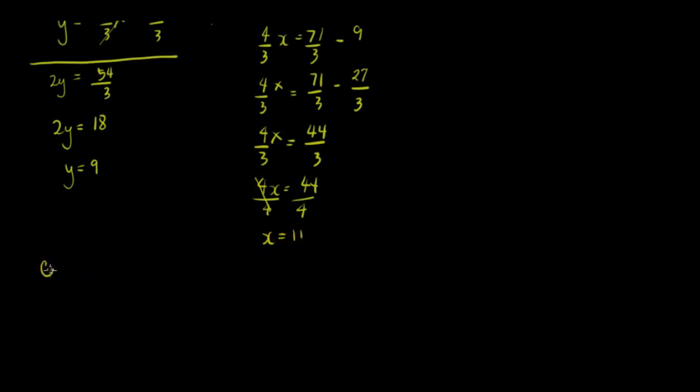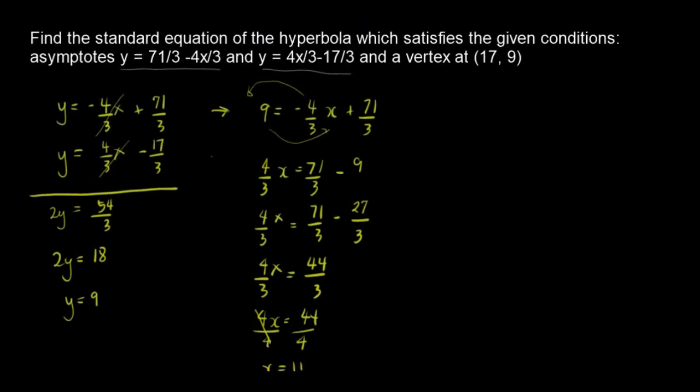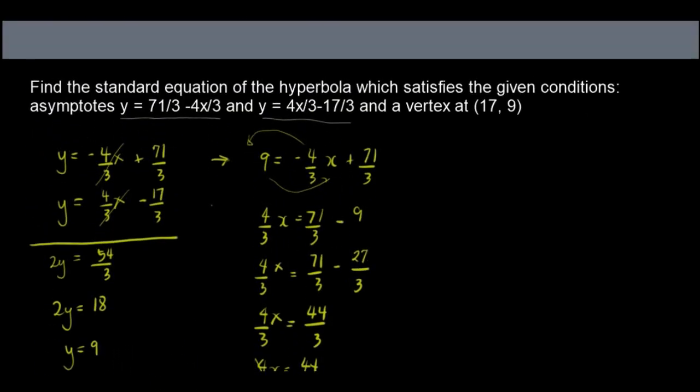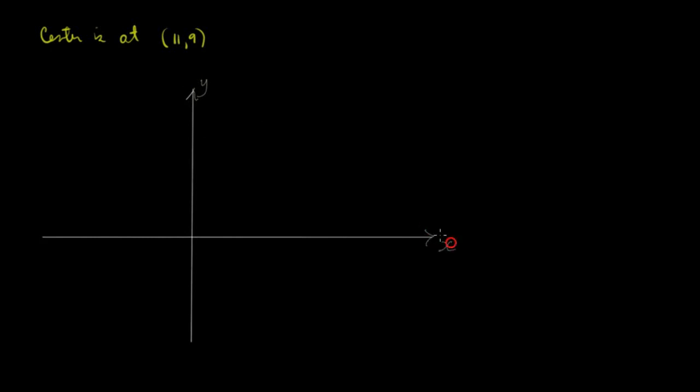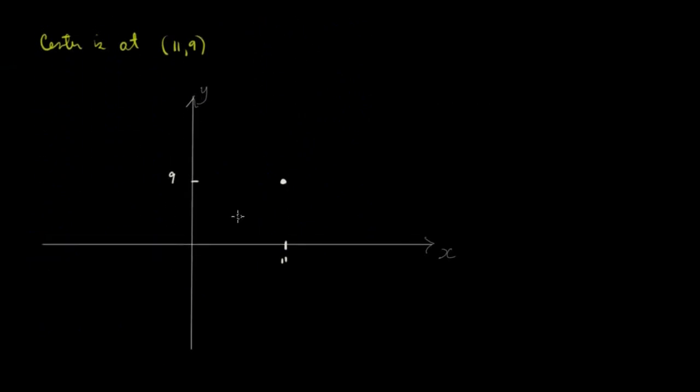So, therefore, the center is at (11, 9). Okay, so kung yung center ay nasa (11, 9) and we have a vertex at (17, 9), i-graph lang natin. So, let's graph this. This is your y-axis and this is your x-axis. Center is at (11, 9). So, let's have this as 11 and this at 9. So this is your center. And then, we have a vertex saan? (17, 9). Pagpalagay natin ito si 17. So, nandito yung isang vertex. So, center and then vertex.